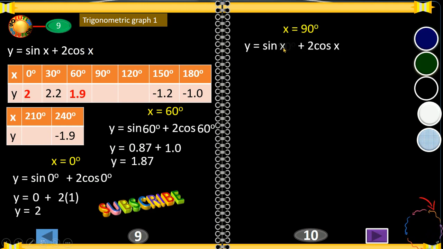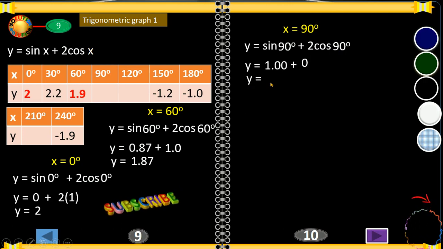Then we are going to repeat the same process from when x is equal to 90 degrees. We replace this with 90, we replace this with 90. Then we are going to simplify. Sin 90 we know is 1. Cos 90 we know is 0, so that will give us 2 times 0, which on simplification will give us 0. Then y will give us a 1.